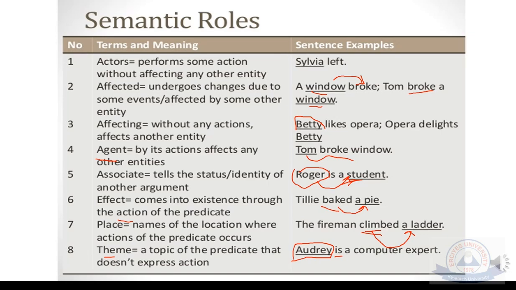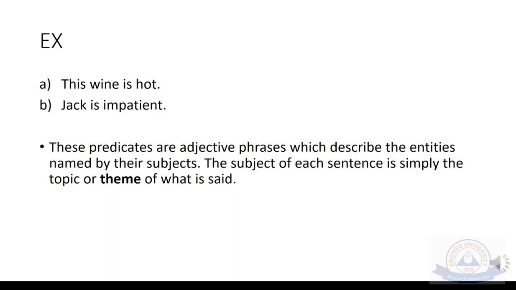So you can see from this table different terms about semantic roles. I wanted to share it and explain them one by one, but if you still have questions, you can write to me. So let's go on. So now let's see some examples according to the table that we actually went through. This wine is hot. Jack is impatient. So here you can see two different sentences.